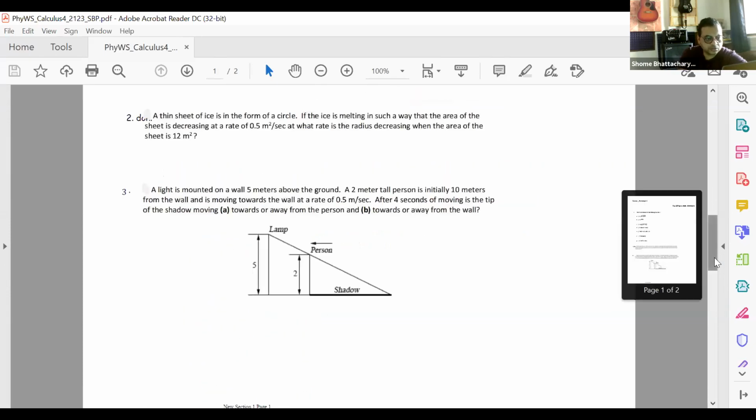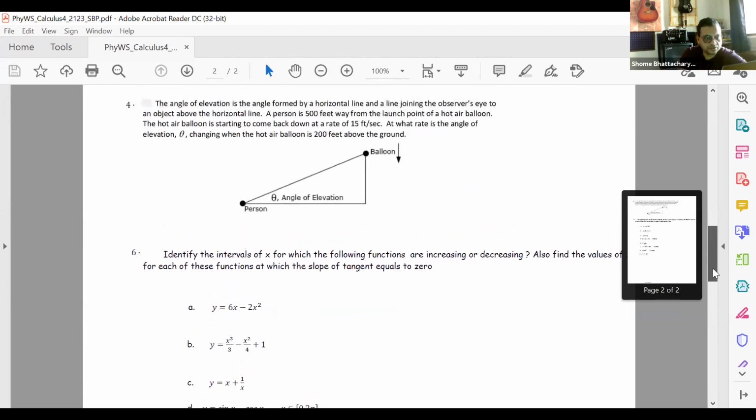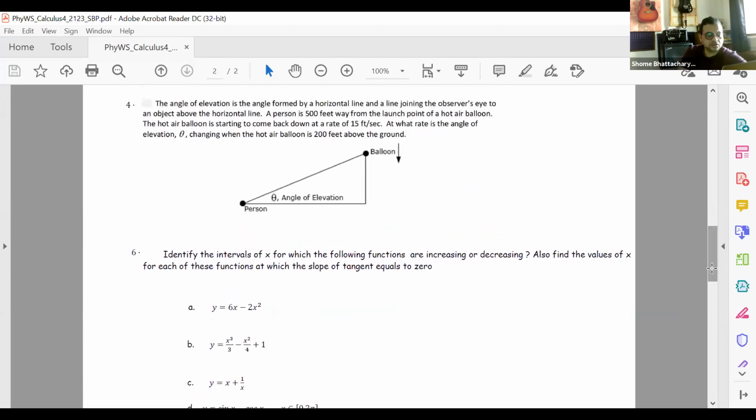So 4 is the type of question we had discussed once in class also before, but the only thing is here the values are a little bit tricky. So this is going down at the rate of 15 feet per second. Now since this is going down, its distance from here is a variable quantity, whereas this is a stationary point. The person is at rest.